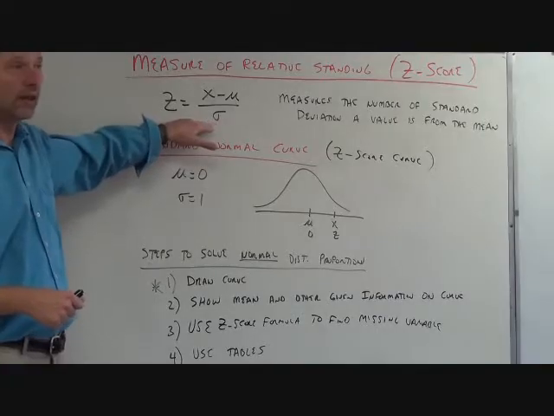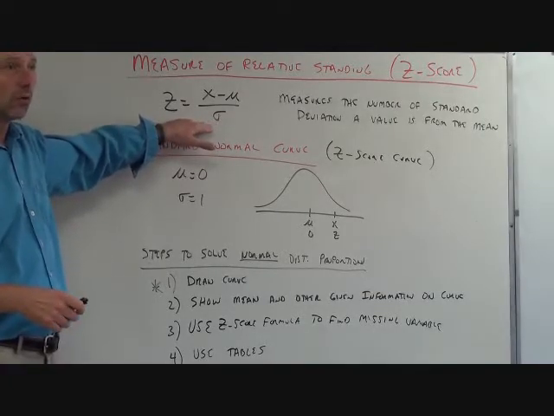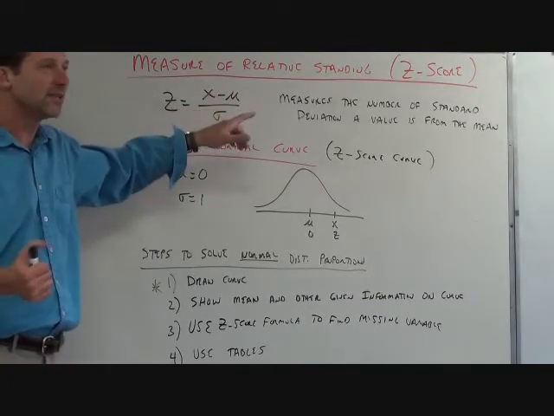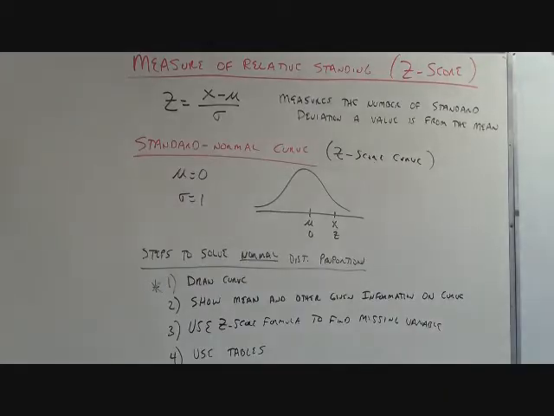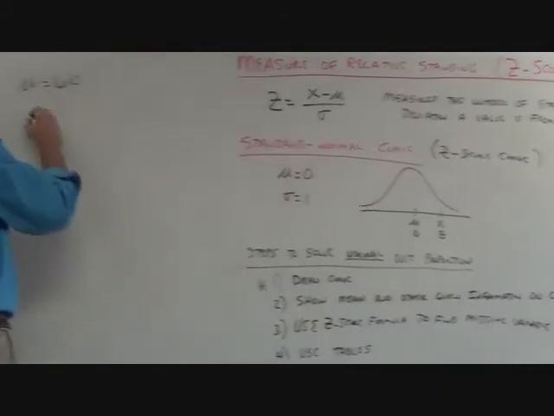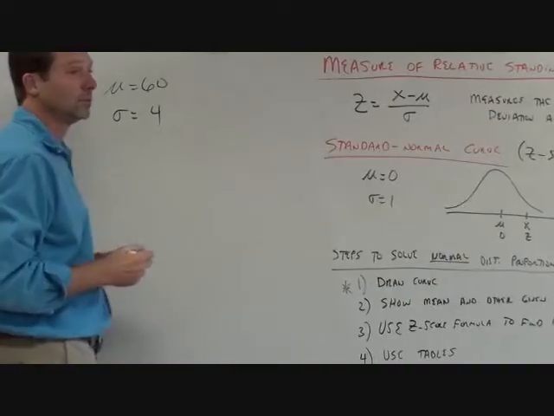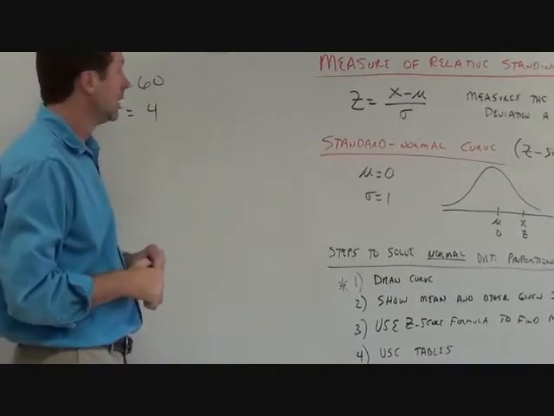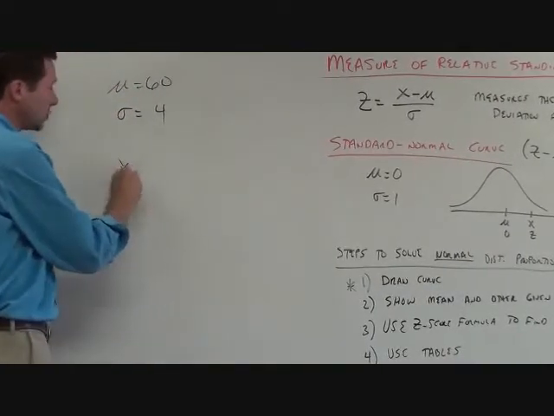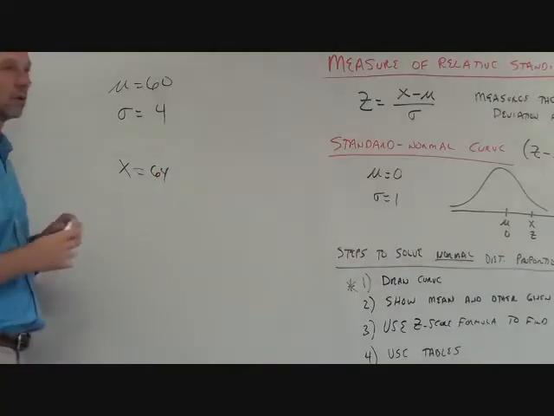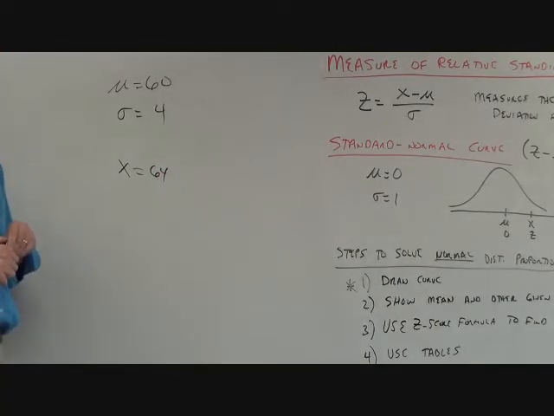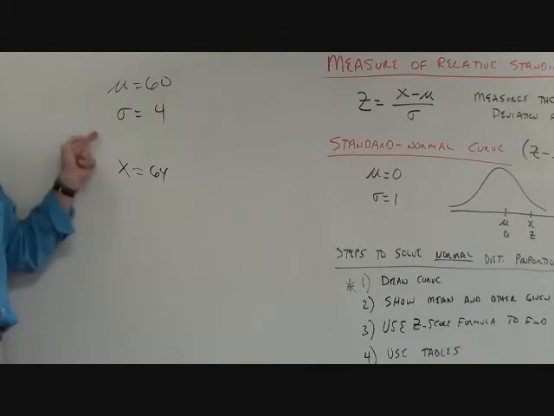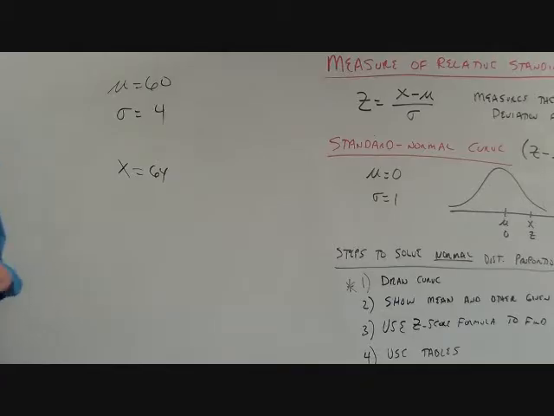So how do we calculate this measurement? Okay, well, it would have been pretty easy. Let's say the mean of a bunch of scores was 60 and the standard deviation was 4. Okay, let's say I got a score of 64. You guys could do this one in your head, right? How many standard deviations away from the mean are you here? Just one, right? One standard deviation away.